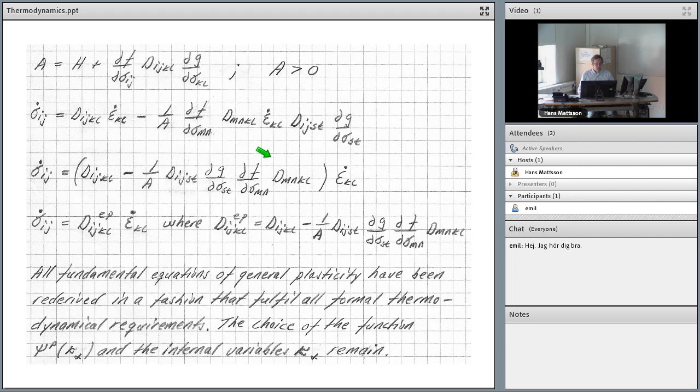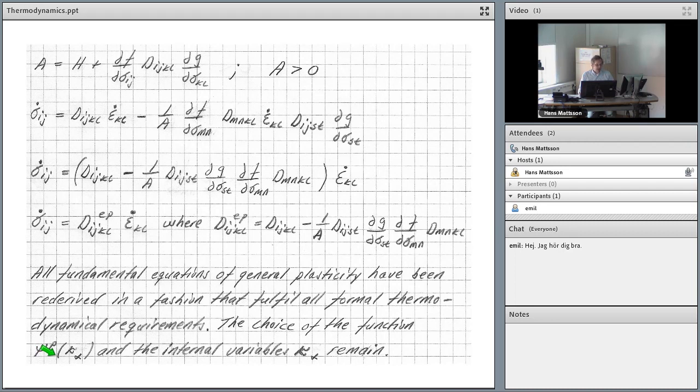I make a factorization, so I get the strain increments on this side here, and I can solve for the elastoplastic stiffness matrix here, like this, and we see that it's exactly the same results as we have seen before in plasticity. So all fundamental equations of general plasticity have been rederived in a fashion that fulfill all formal thermodynamical requirements.